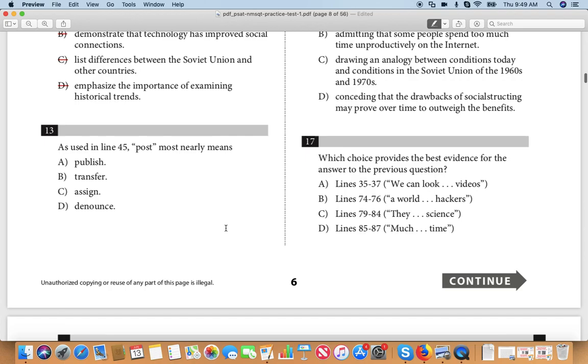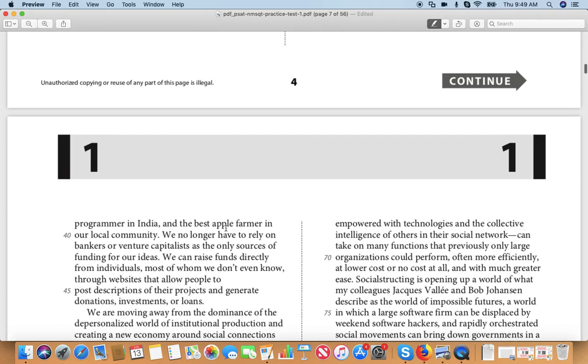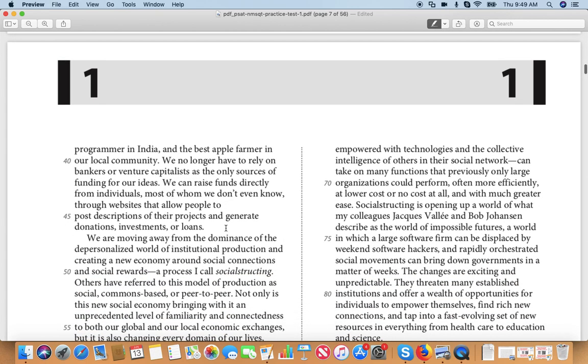Okay, so let's plug in the answer. We'll start with A, publish. So we're going to plug in publish for post into the sentence. The sentence begins with, we can raise funds directly from individuals, most of whom we don't even know, through websites that allow people to publish descriptions of their projects and generate donations, investments, or loans.